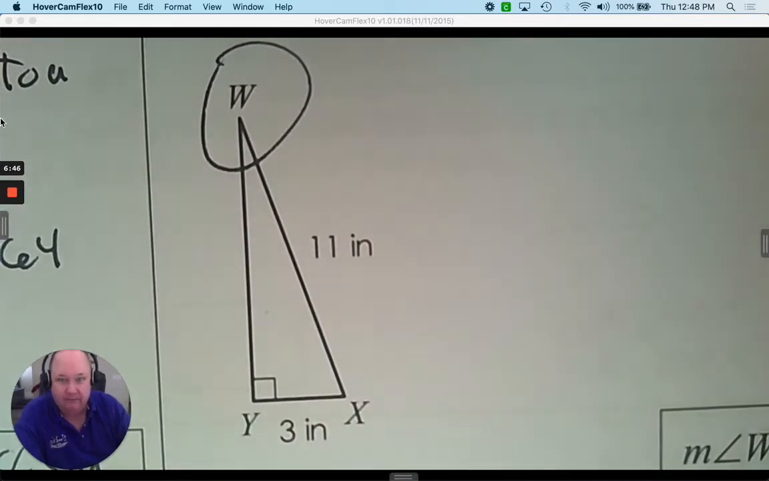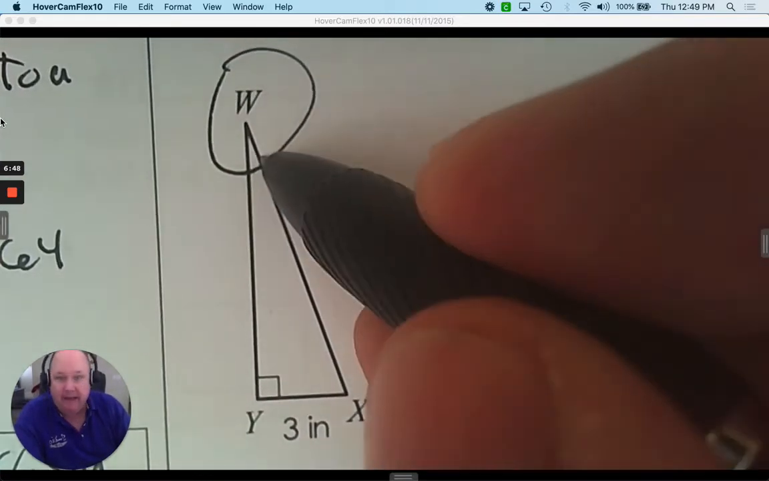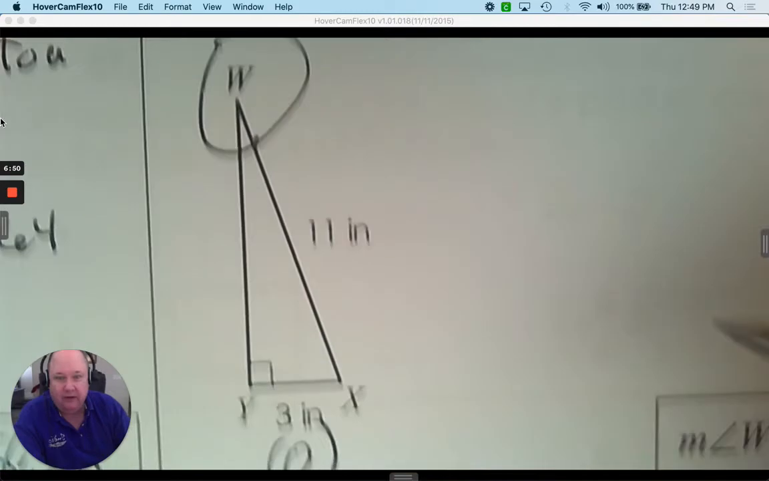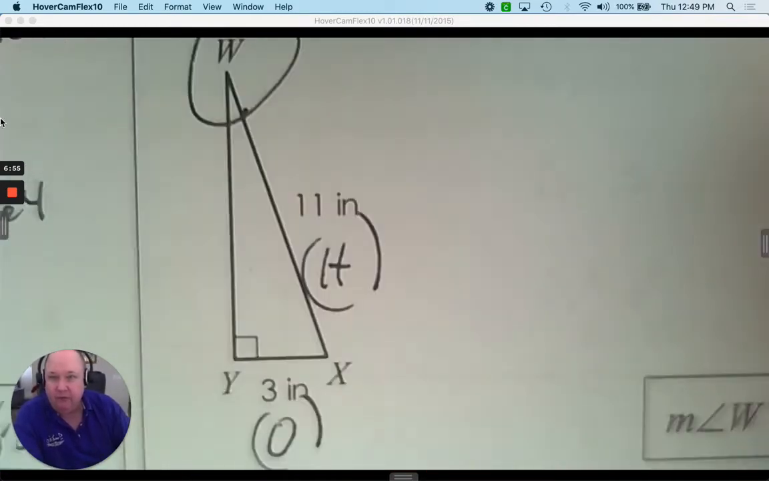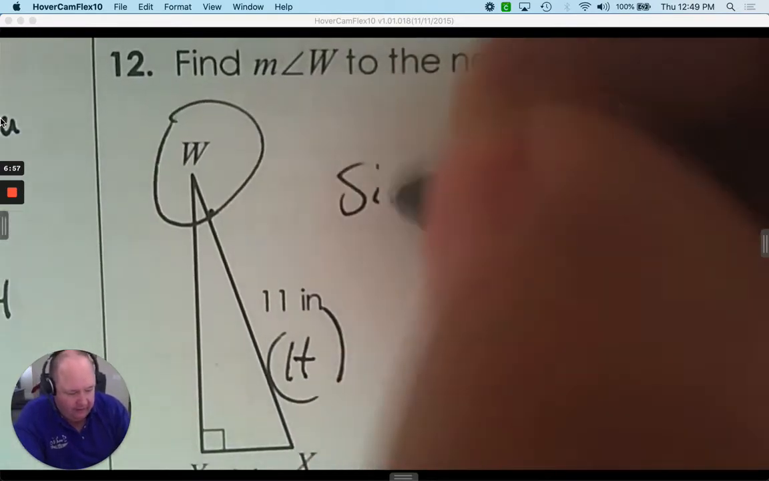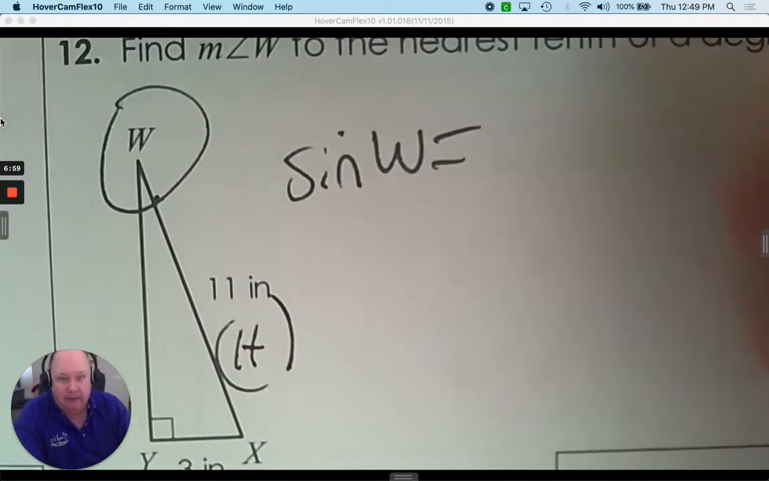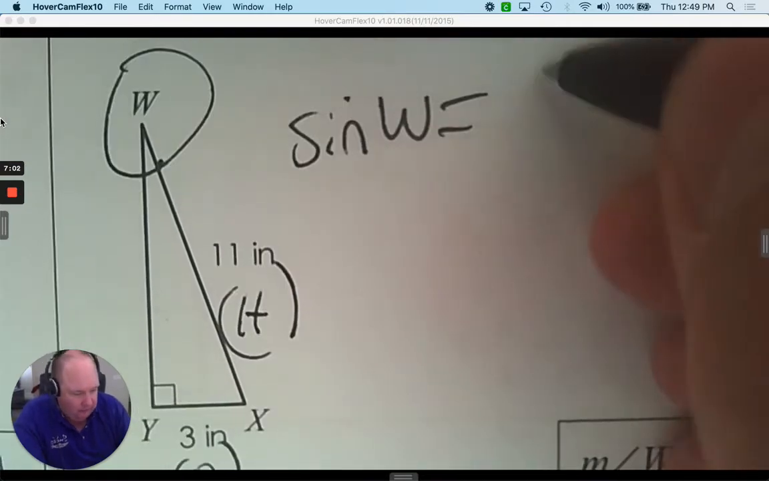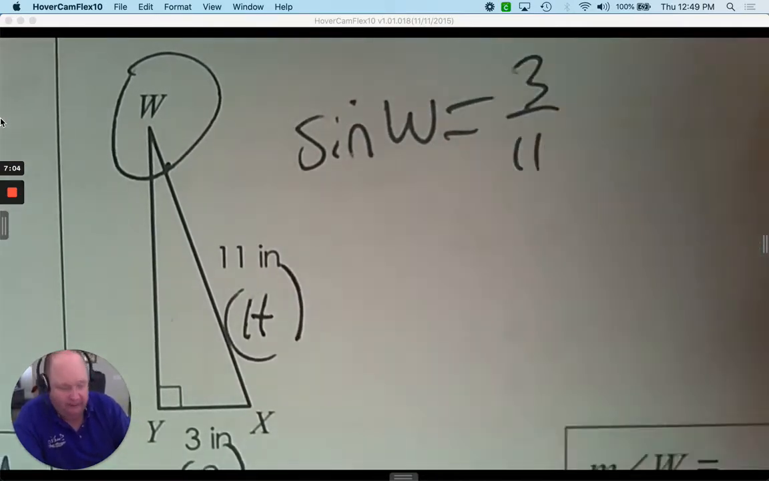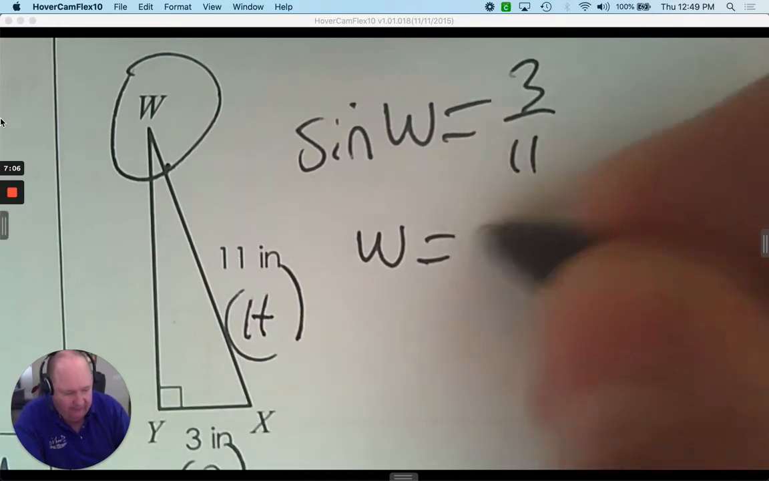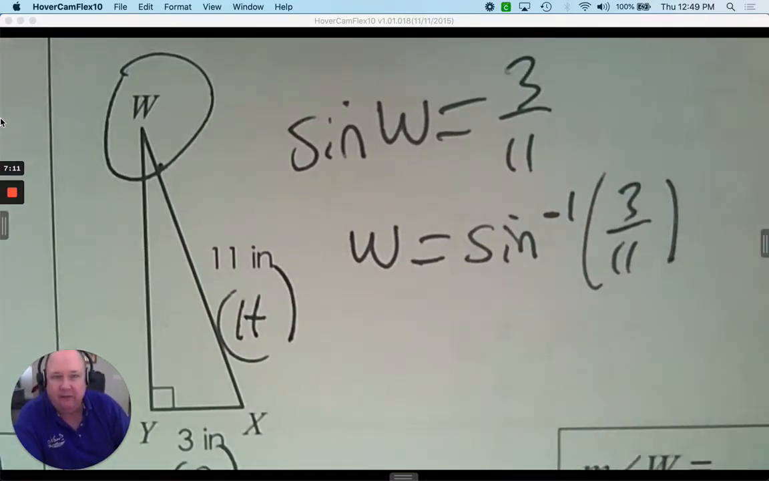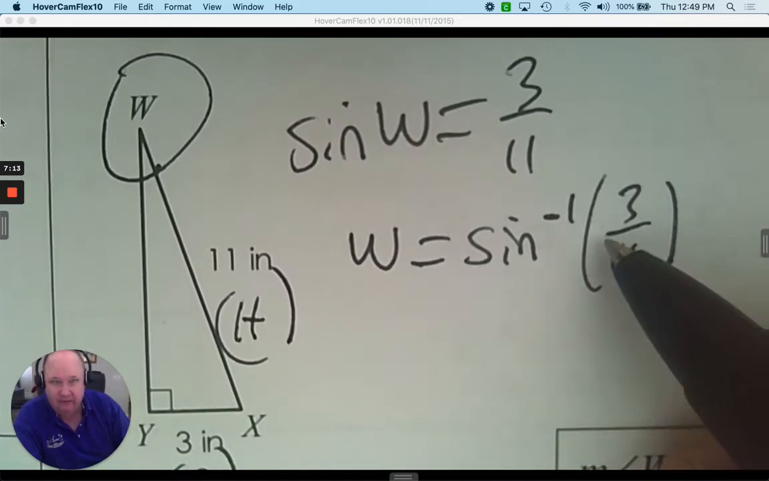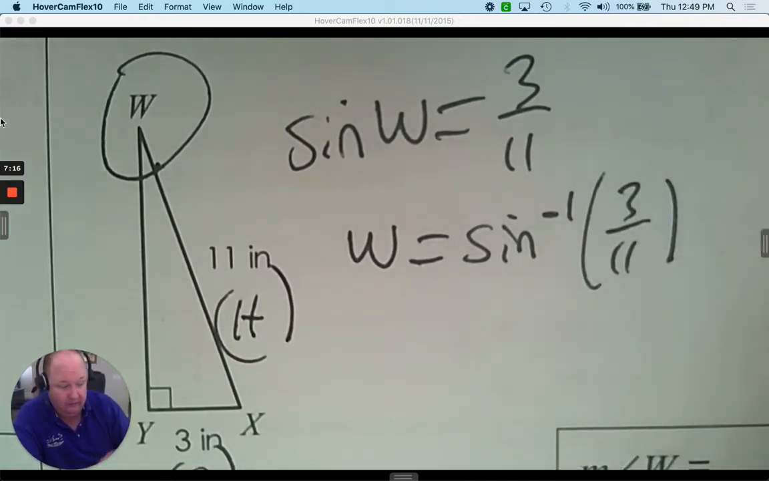That's right there. Again, from angle W, this is the opposite side, and this is the hypotenuse. So opposite and hypotenuse use sine. So sine W is equal to opposite, which is 3, over hypotenuse, which is 11. To get W by itself, you do the inverse. You could use arc or the little -1. This is what you would put in the calculator. Make sure your calculator's in degrees. And the answer is 15.8.